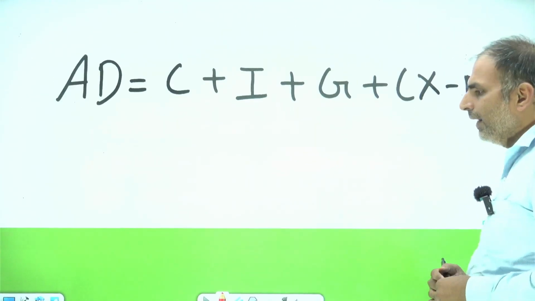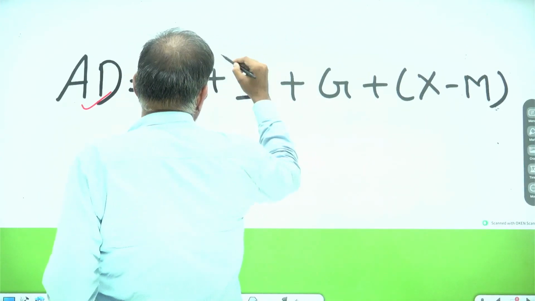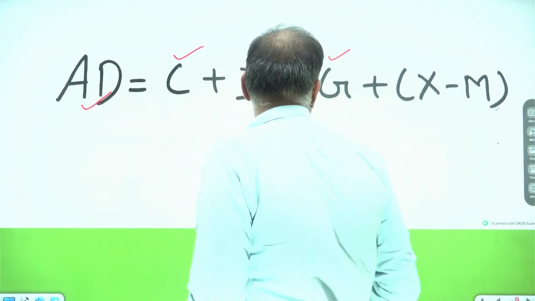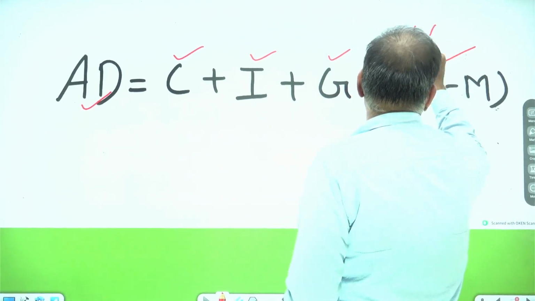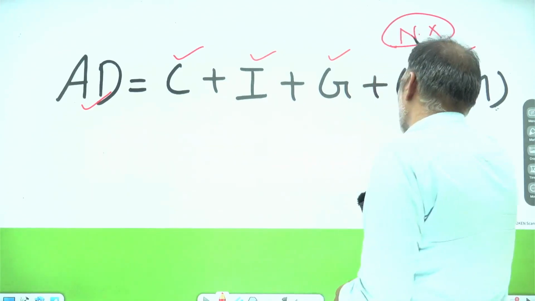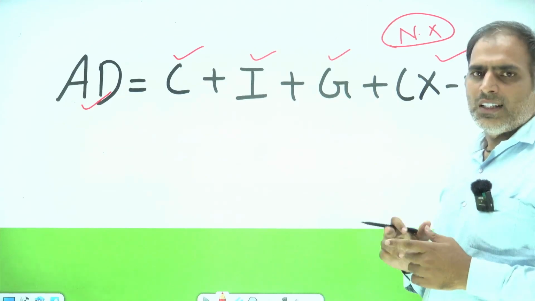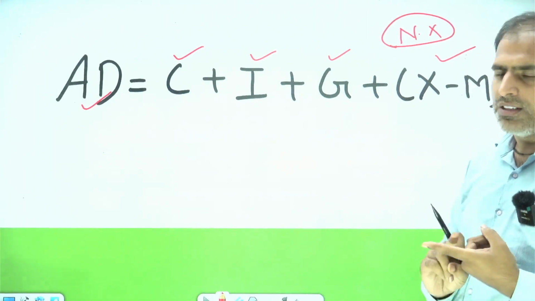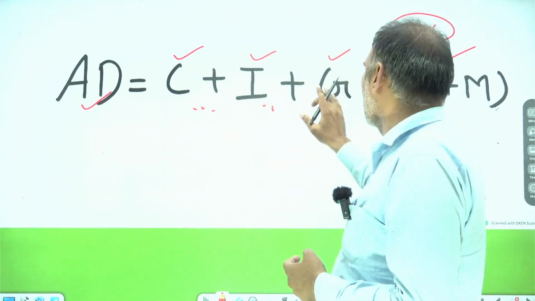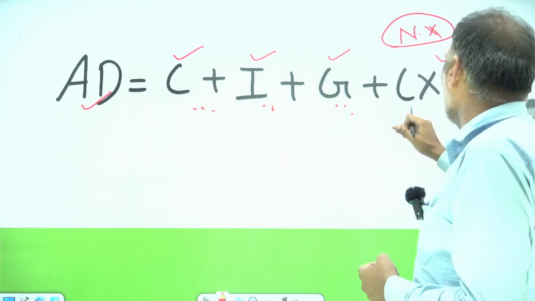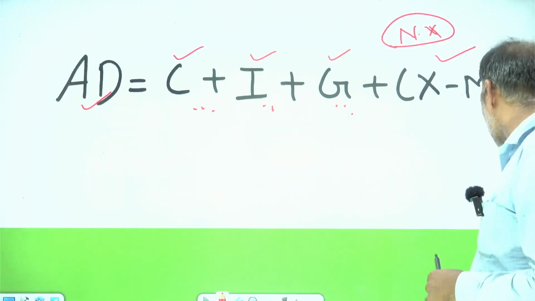Next, AD. AD means aggregate demand: consumption, investment, government expenditure, and export minus import. Net export we get from X minus M. So if we are asked the meaning of AD, we can say that AD refers to consumption, investment, government expenditure, and net export. Net export may be positive, or net import may be possible.